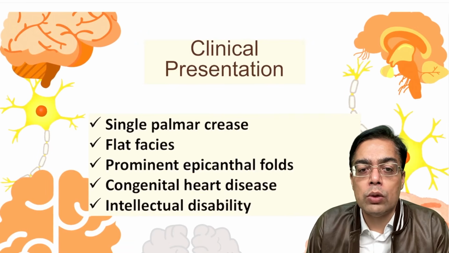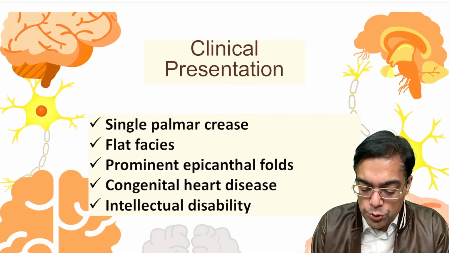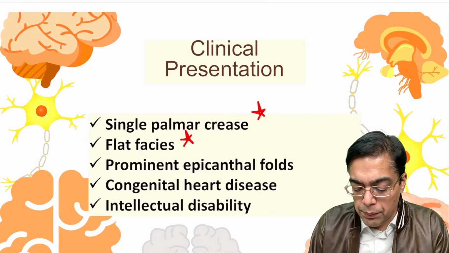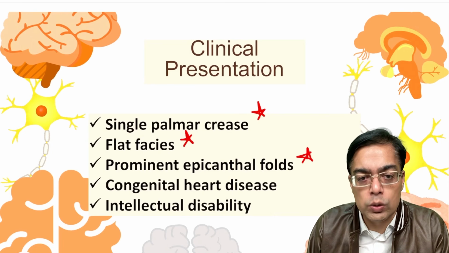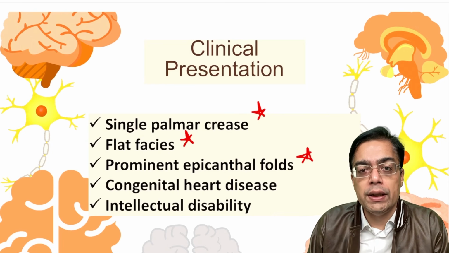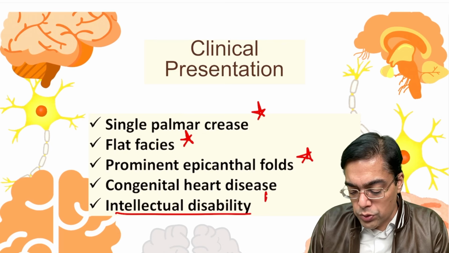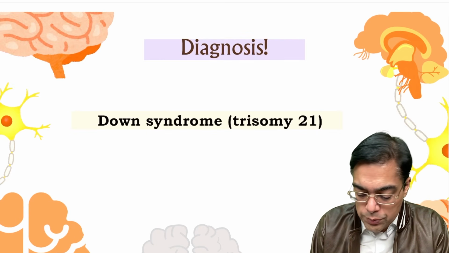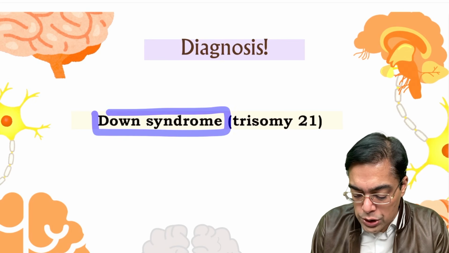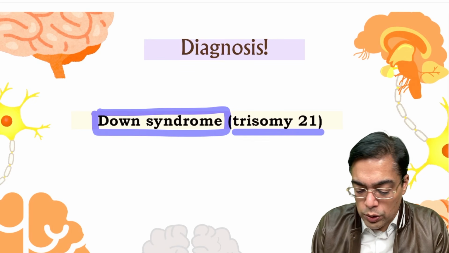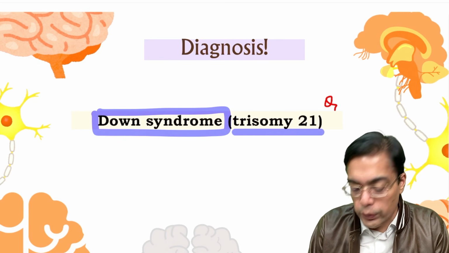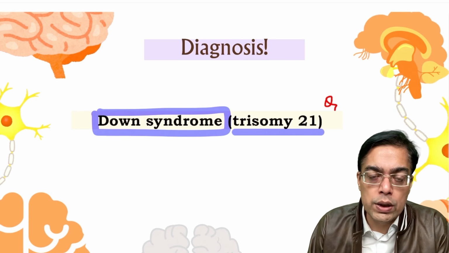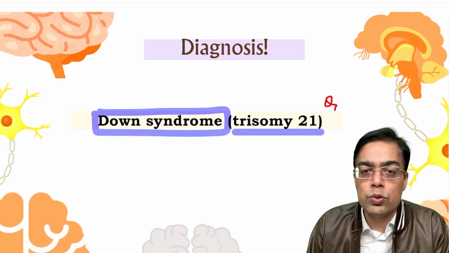And of course, not to miss out the presentation of a child who is going to be having the presence of a single palmar crease, flat facial appearance, presence of prominent epicanthal folds, presence of congenital heart disease and intellectual disability, because of which the patient is going to be having a presence of mental retardation. Yes, you are right, friends. We are thinking in terms of a condition that is given the name of Down syndrome. Down syndrome would be a patient who is going to be suffering from something like trisomy 21. So trisomy 13 was Patau's, trisomy 18 was Edwards, trisomy 21 is Down syndrome. That is what you need to remember.